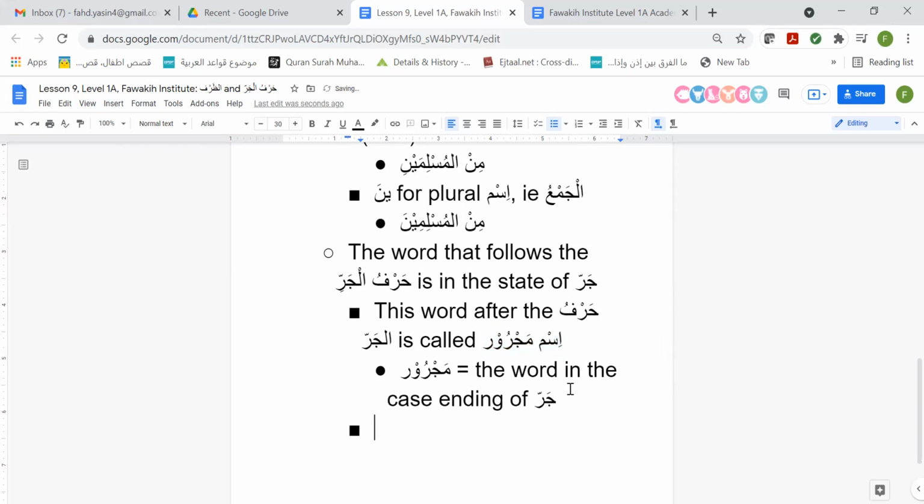So for example, let's give an easy example that I think you can all understand. We'll go with the same example as above, okay? Min al-muslimi. So, min, the first word, is always going to be the harf al-jar. I've never really seen an example where the harf al-jar comes after. I guess it could technically. No, it can't actually. So, min is going to be the harf jar. It is specifically the word that comes first.